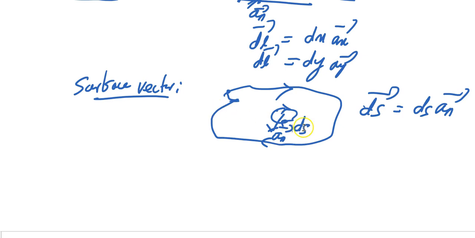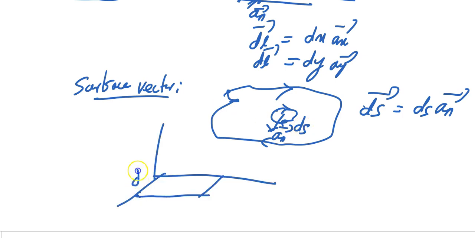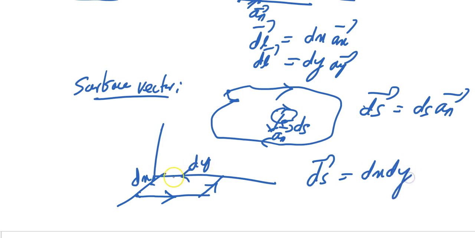Take the example of, let's say, dx, and this is your dy, and the orientation is, let's say, this way. So what is the direction of this surface vector? ds will be dx dy, the infinitesimally small surface area, and this will be the an, in which direction? az.